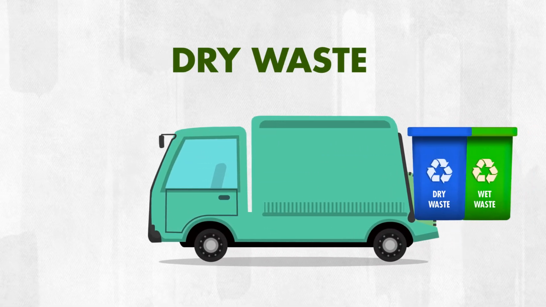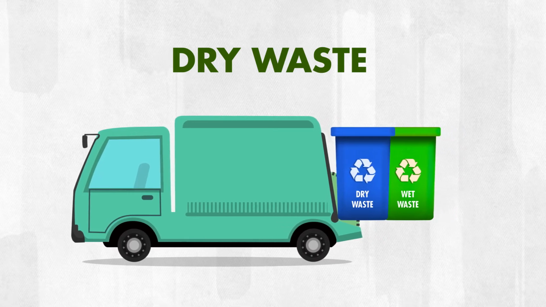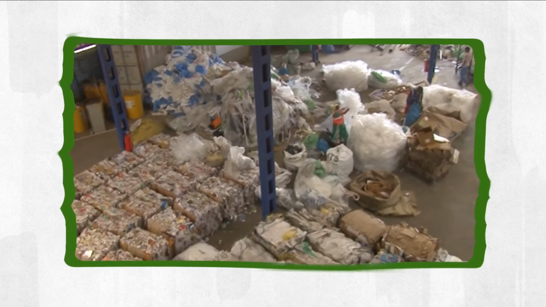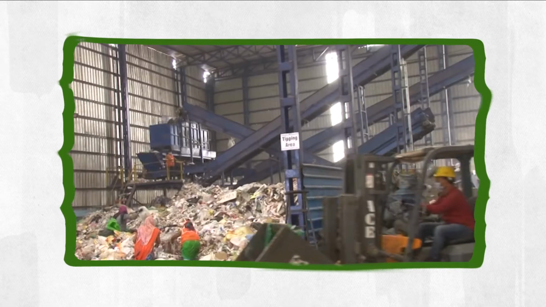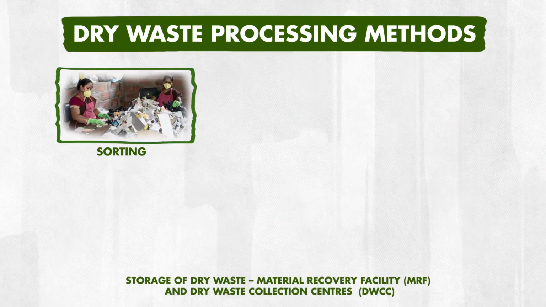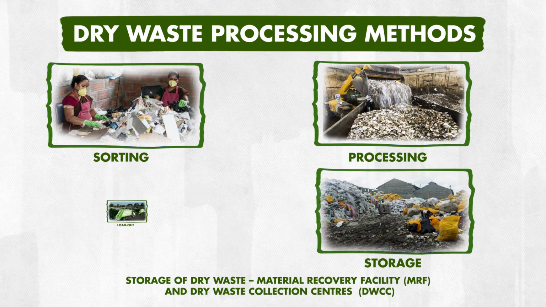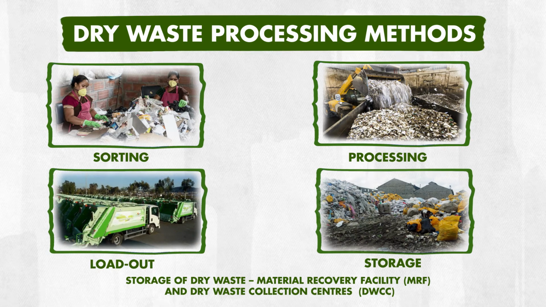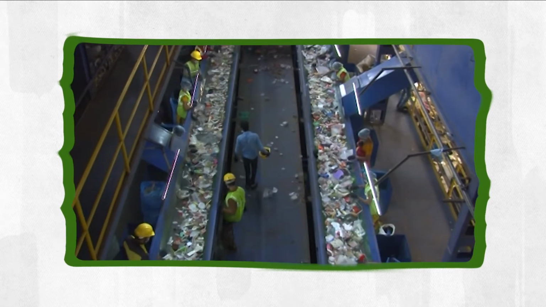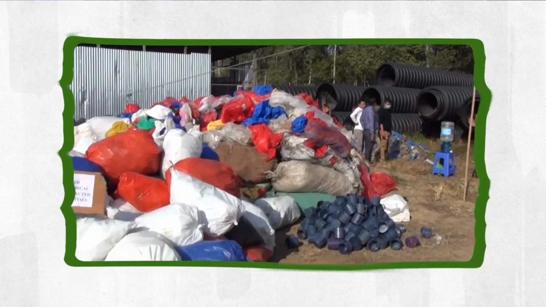Before we begin with the dry waste processing methods, let's first understand how dry waste is recovered. Once the wet and dry waste is segregated, the dry waste is stored in material recovery facilities and dry waste collection centers. Here, once again, sorting takes place. The recyclable waste from the MRF is sold to authorized recyclers. The ones fit for processing are transferred to the respective processing plants. The main function of the MRF is to maximize the quantity of recyclables while producing materials that will generate the highest possible revenues in the market.